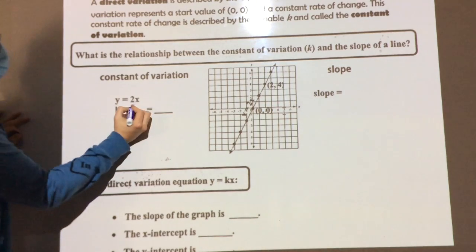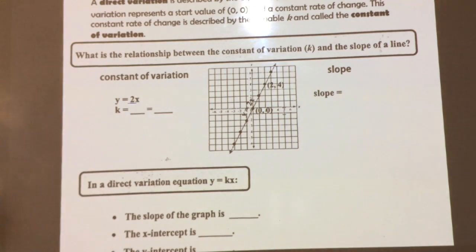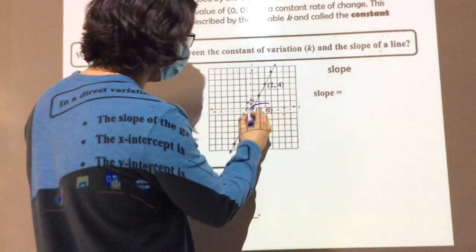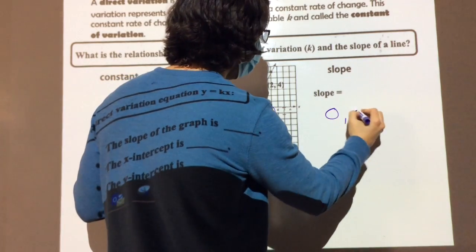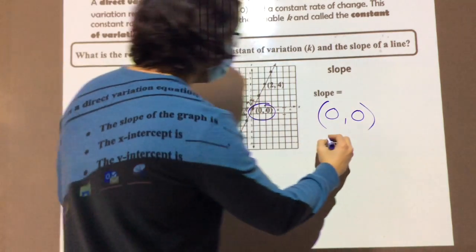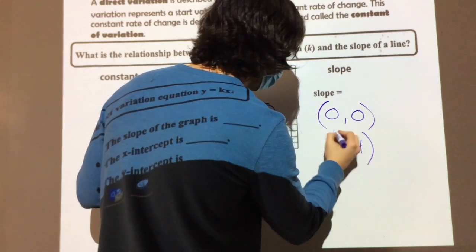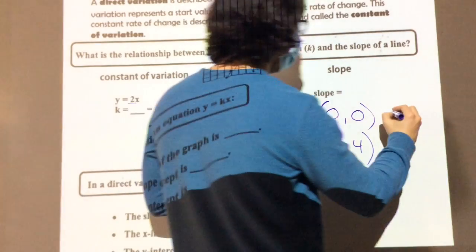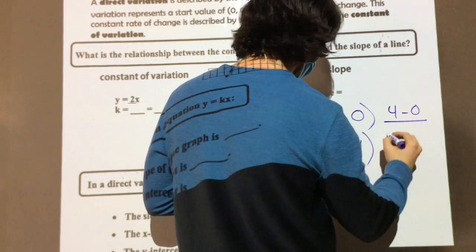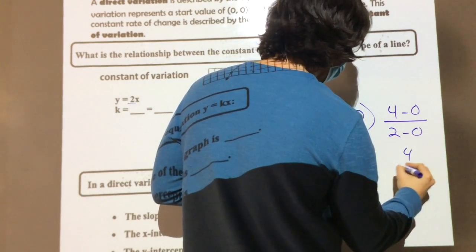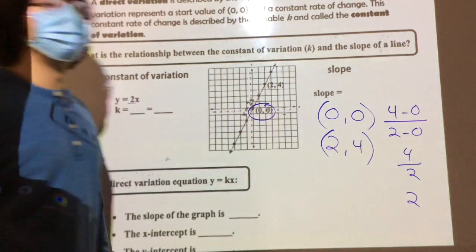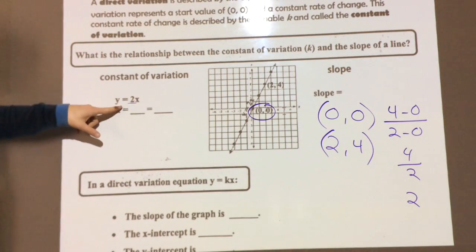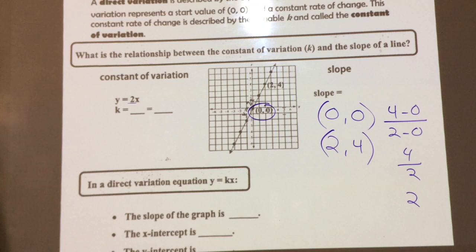Right here it's telling us that k is equal to 2x. Our constant is 2x. Well, if I come over here and I pick the two ordered pairs that it gives me, 0, 0, because we know we started at the origin, and 2, 4, those are my two ordered pairs. Can I find slope from those two ordered pairs? Yes. Well, here's what I'm going to do. I'm going to do 4 minus 0 over 2 minus 0, which gives me 4 over 2, which gives me 2. So slope and constant are the exact same thing.